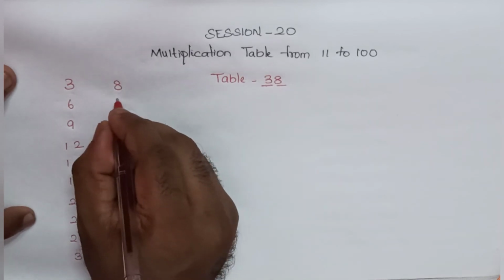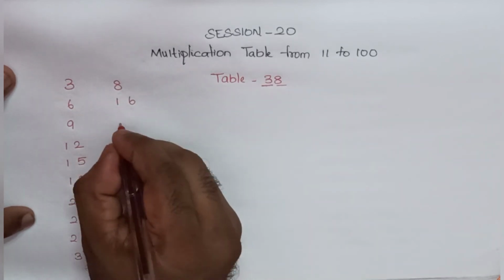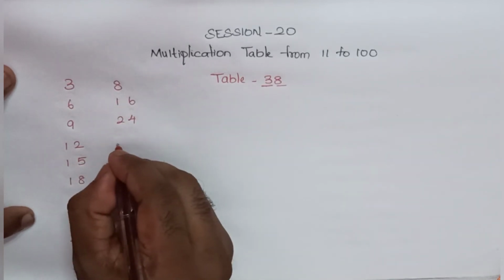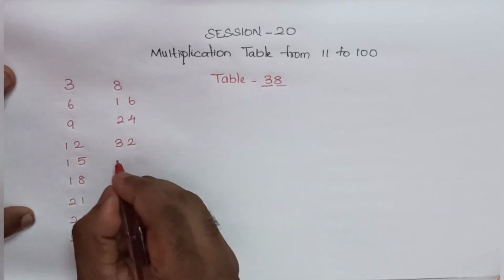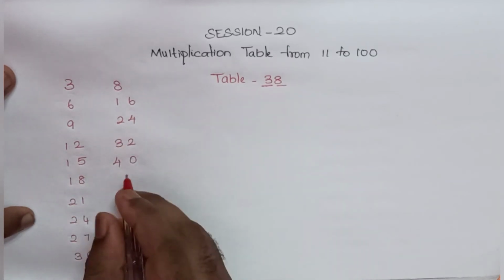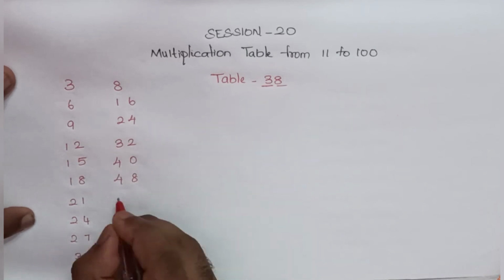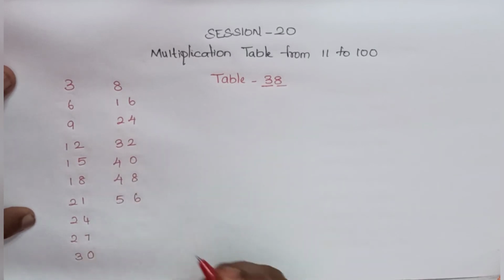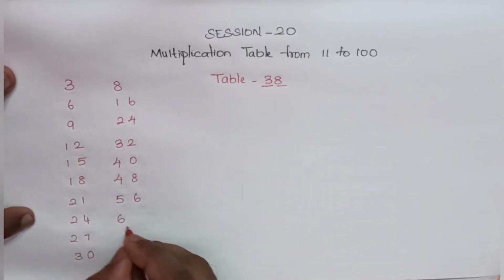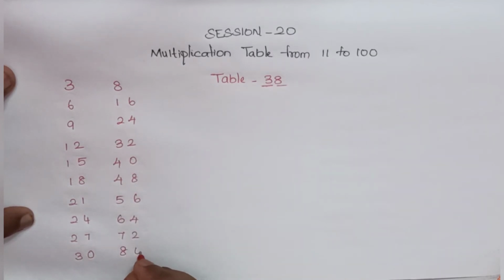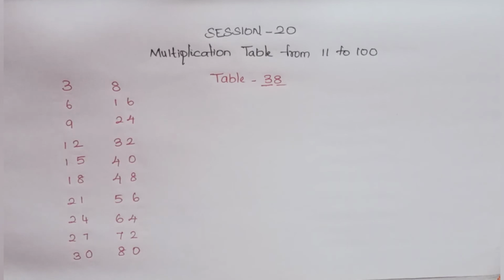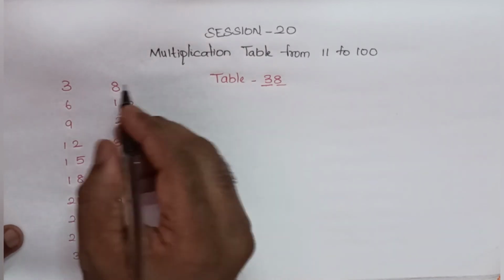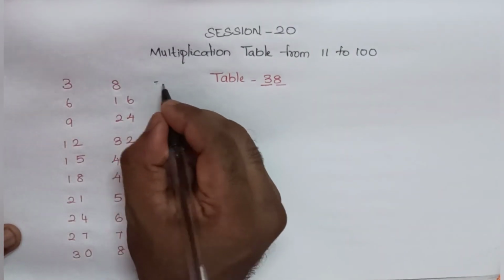8, 16, 24, 32, 40, 48, 56, 64, 72, 80. Now join the 2 digits. So 3, 8 is 38.